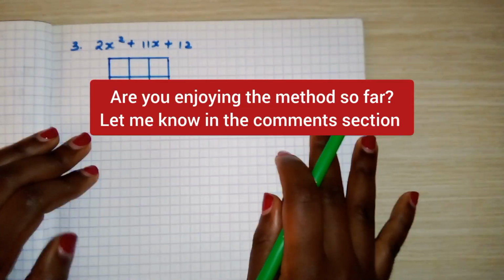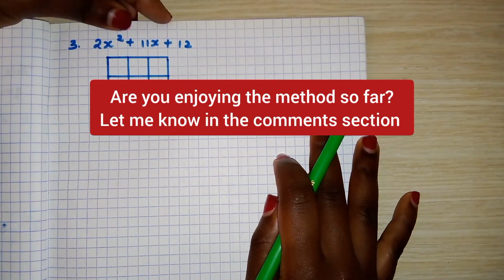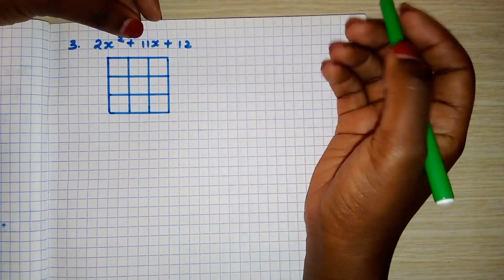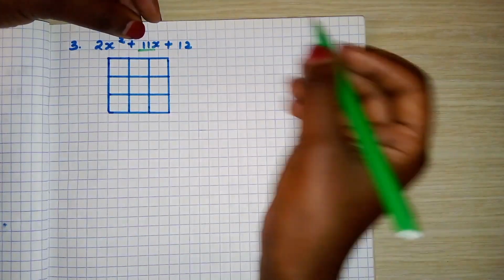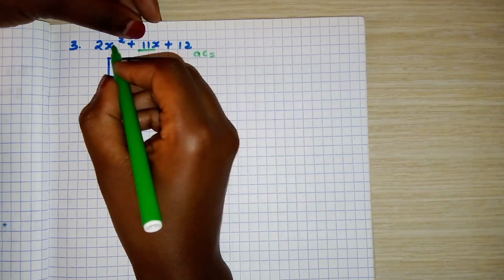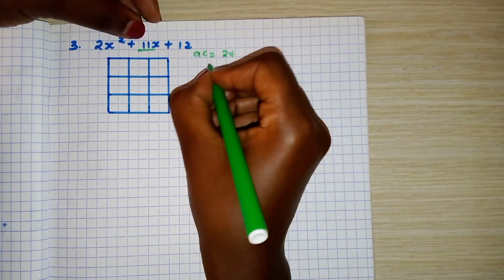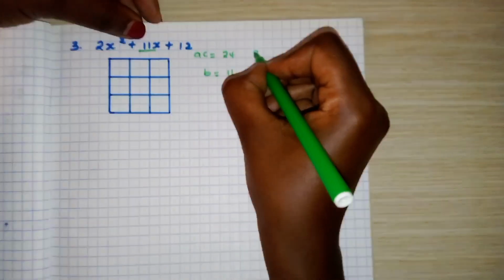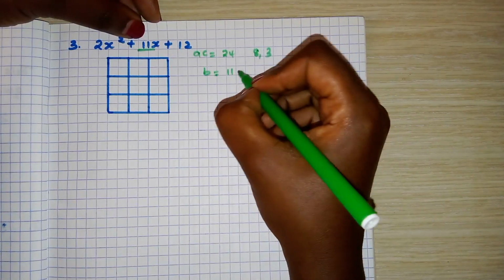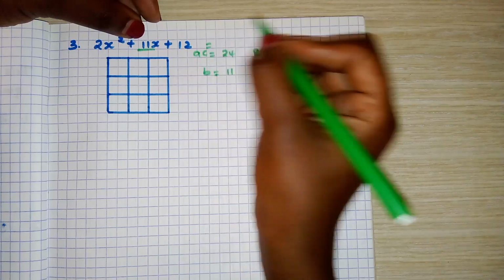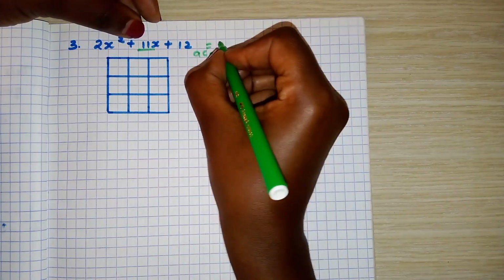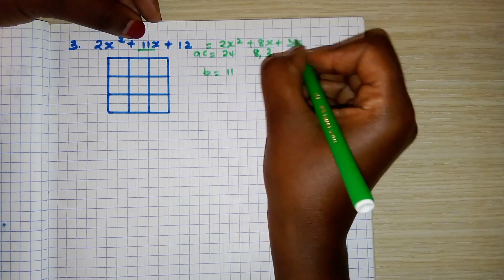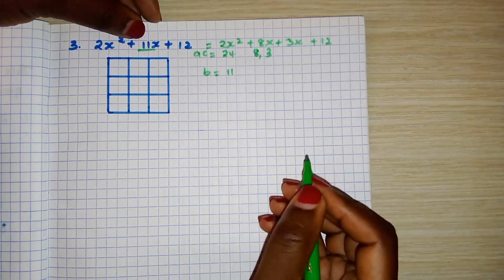Are you enjoying the method so far? If you are, pause it and then let's try it together without checking. So we're going to replace that one. So AC equals 2 times 12 is 24, and B equals 11. So 2 factors of 24 would be 8 and 3. 8 plus 3 is 11. So we rewrite that quadratic: 2x squared plus 8x plus 3x plus 12.